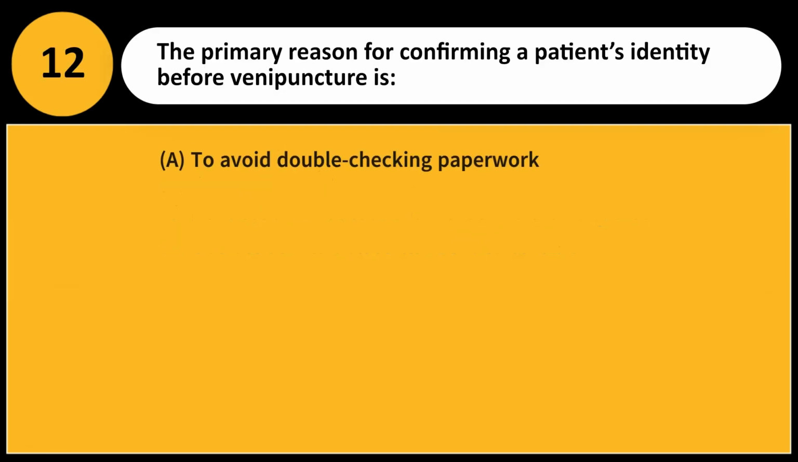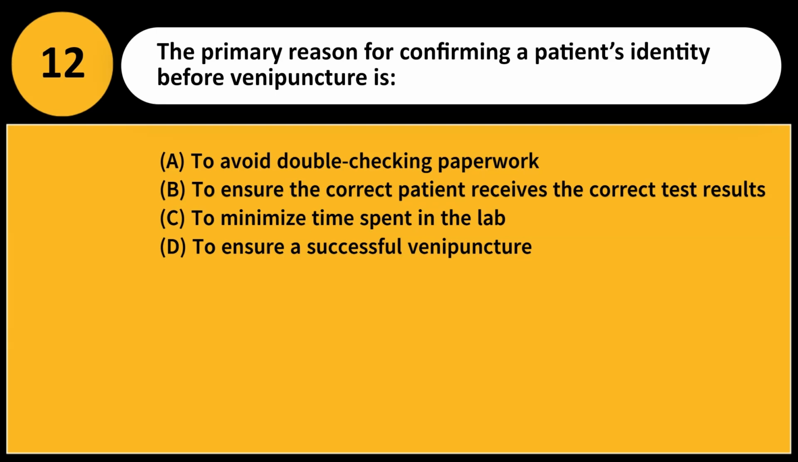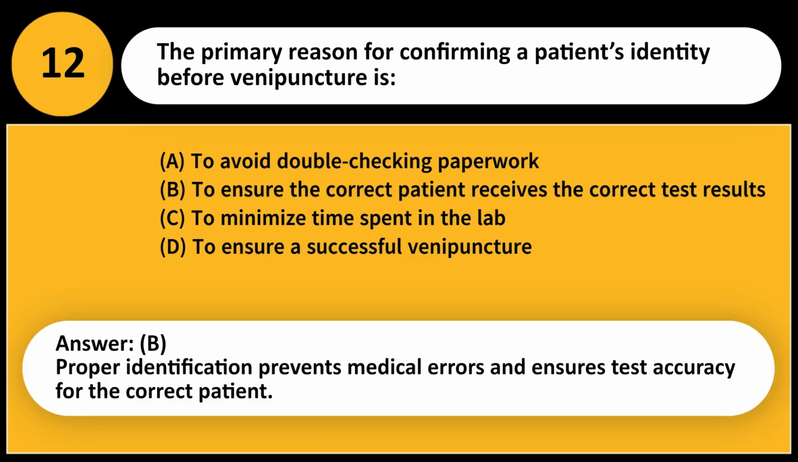The primary reason for confirming a patient's identity before venipuncture is: A. To avoid double-checking paperwork. B. To ensure the correct patient receives the correct test results. C. To minimize time spent in the lab. D. To ensure a successful venipuncture. Answer: B. Proper identification prevents medical errors and ensures test accuracy for the correct patient.